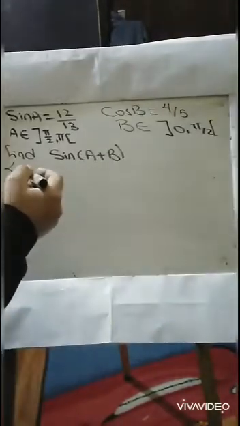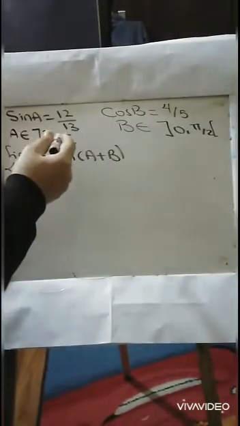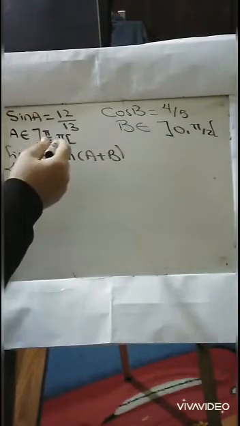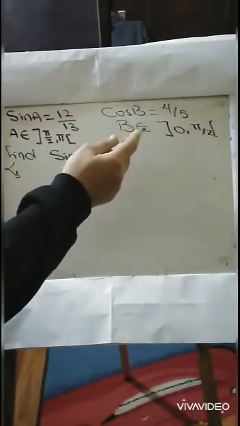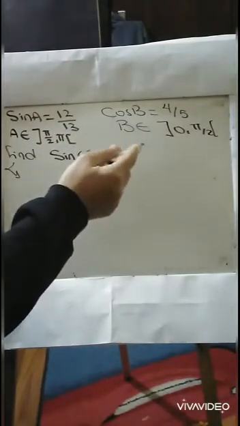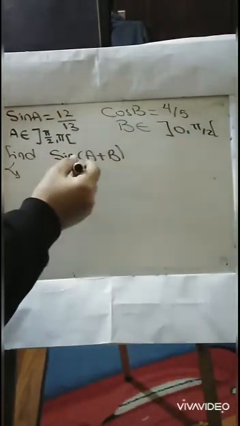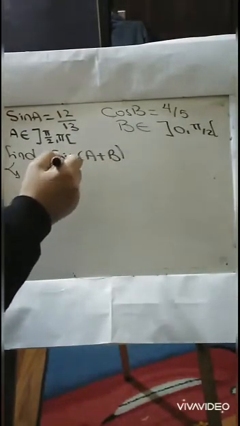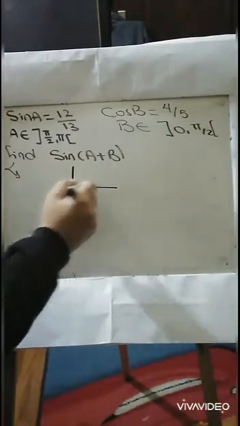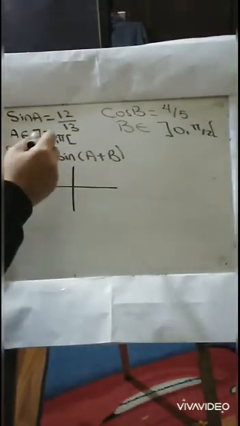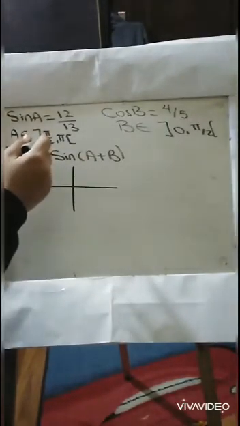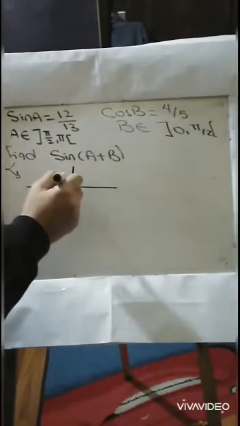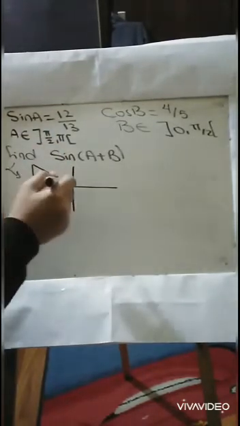Our last example, if we have sine A equals 12 over 13, A belongs to pi over 2 and pi, cosine B equals 4 over 5, B belongs to 0, pi over 2, we want to get sine A plus B. It's the same as senior one. You are going to draw angle A. Is angle A in the first or second quadrant? It's in the second quadrant. It's between 90 and 180. So I will draw angle A here.